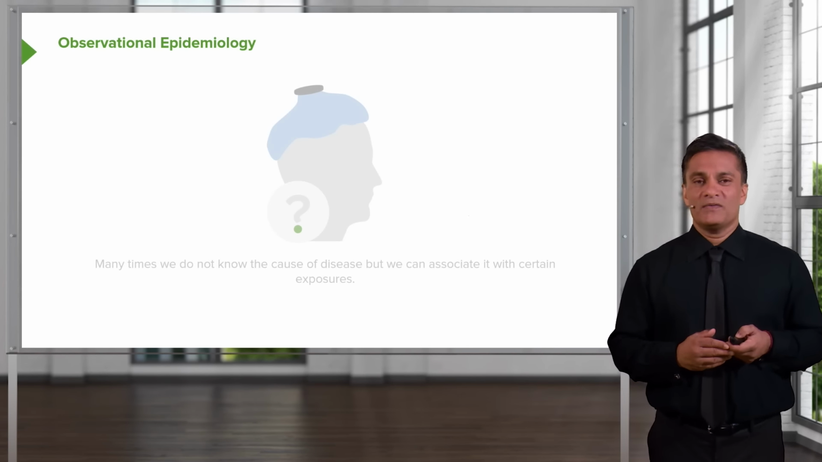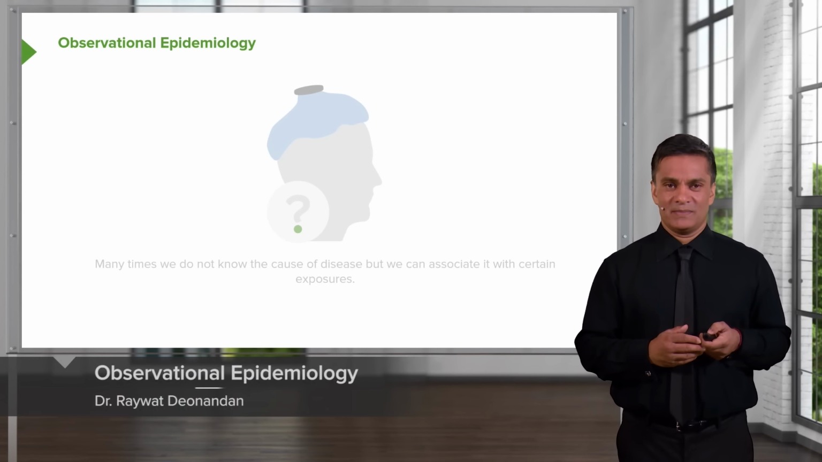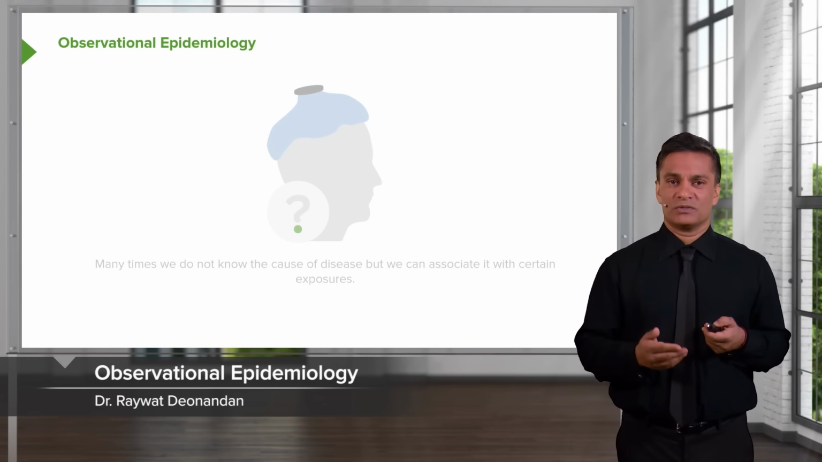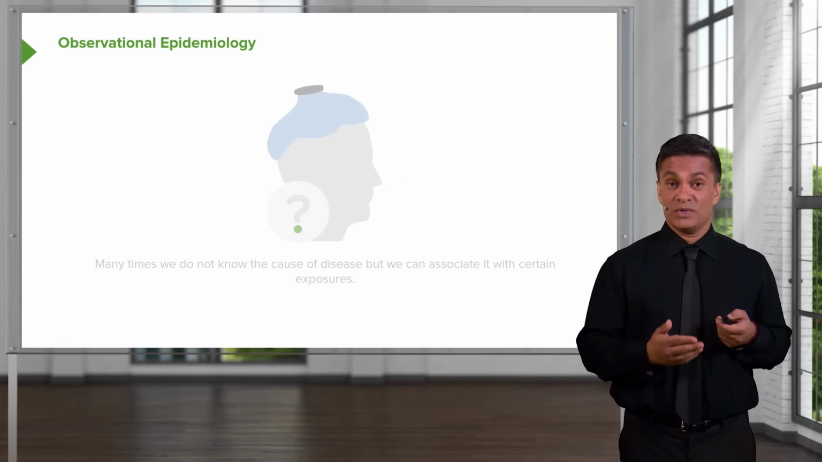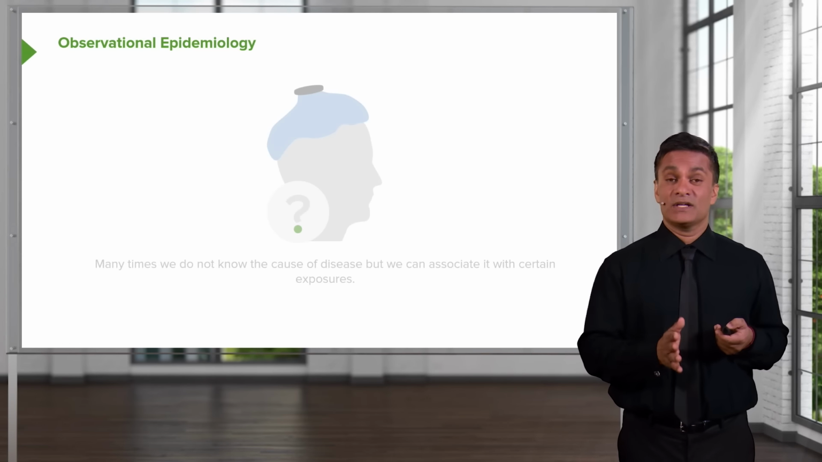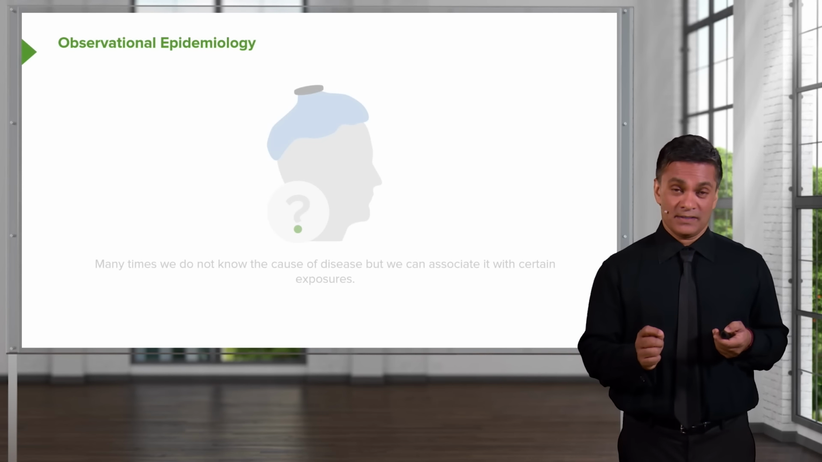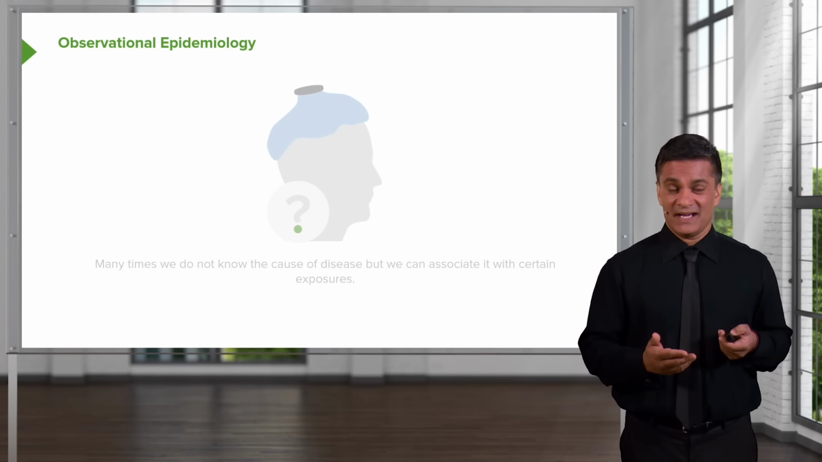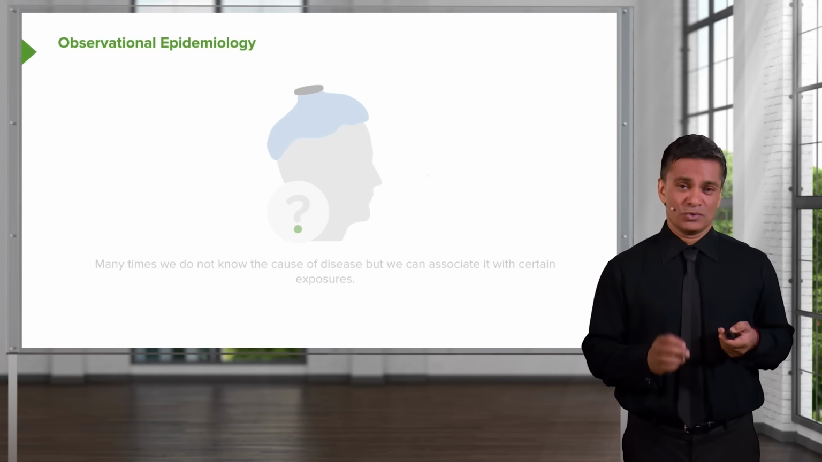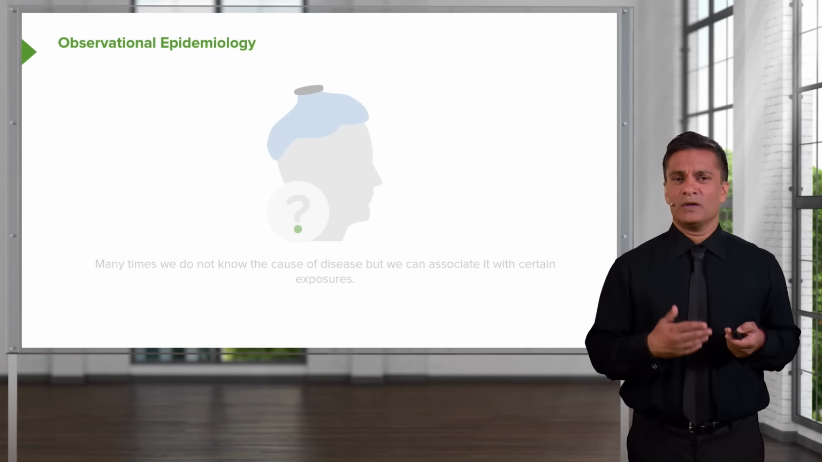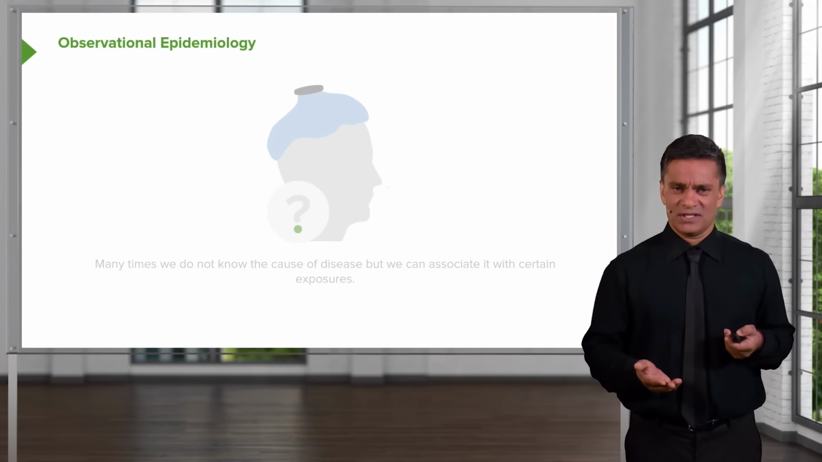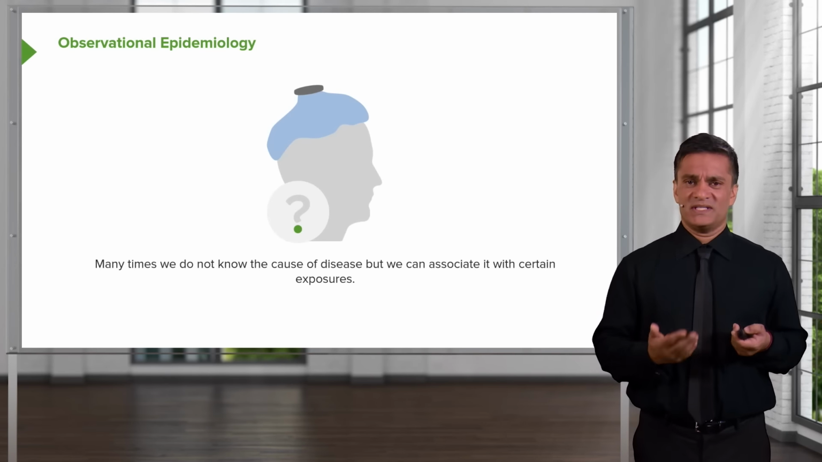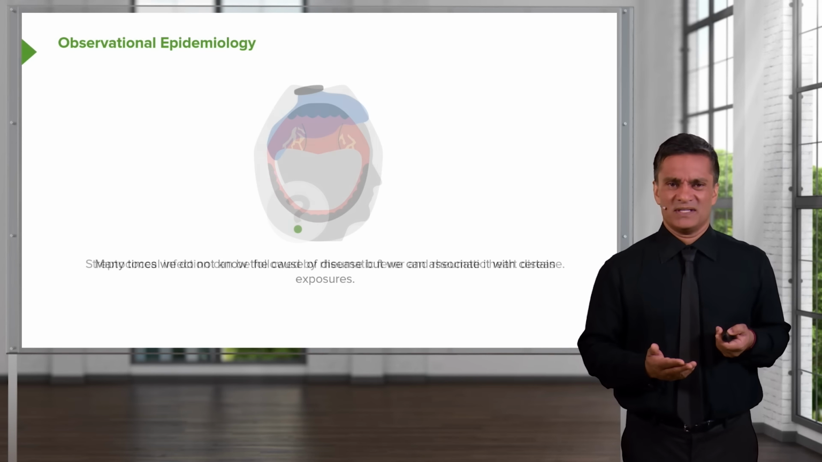So, one of the important qualities of epidemiology is that through the observational process, we can determine risk factors and likely causes of disease. I say likely causes because I use that word cause very carefully. We'll talk later on about how we define what a causal factor is. But in absence of knowing for sure that something causes something else, we call it a risk factor, and we talk about associations rather than causations. So many times we don't know the cause of a disease, but we can associate it with various exposures.